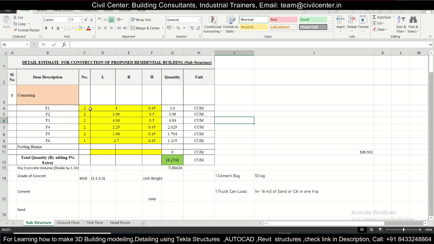So we have the length and breadth multiplied by height, and multiply the number of footings which you have, and this is the quantity of concrete which you get.